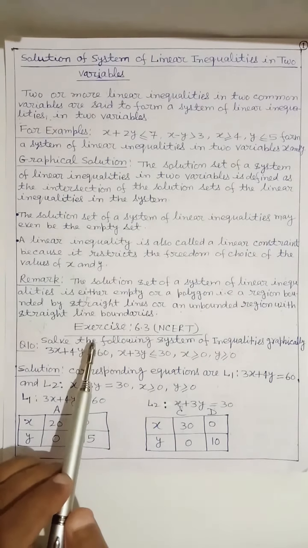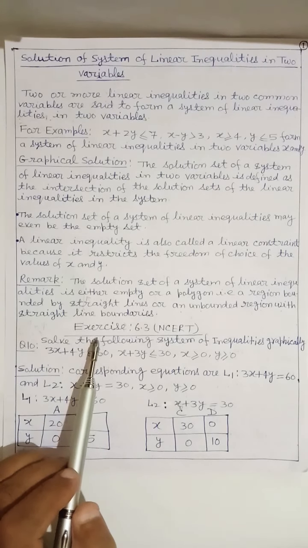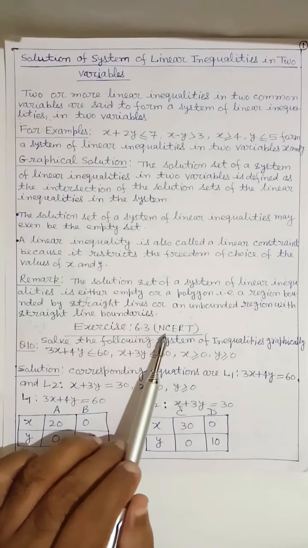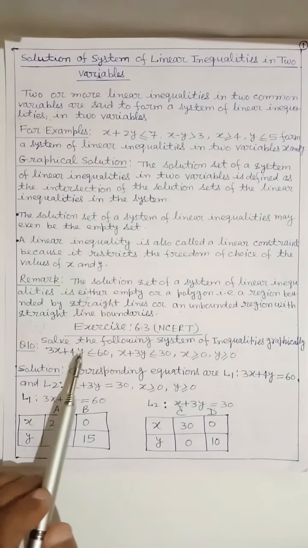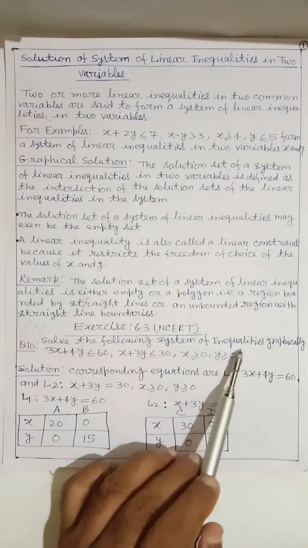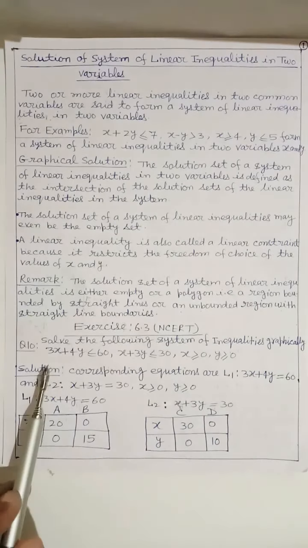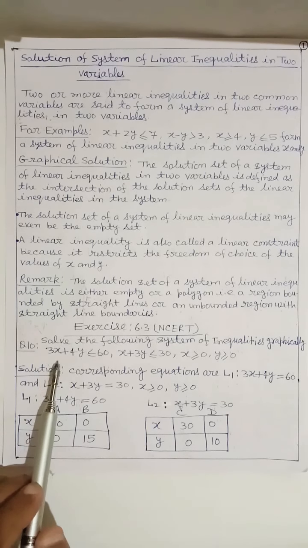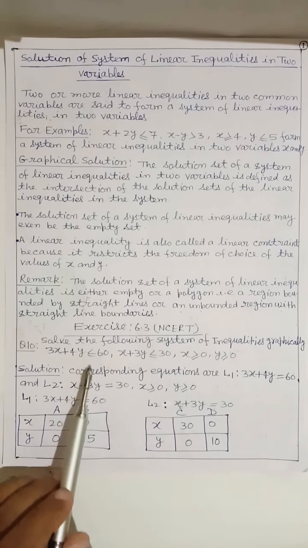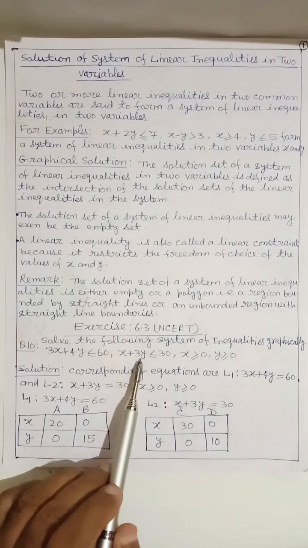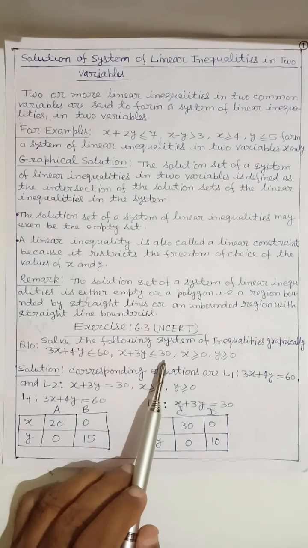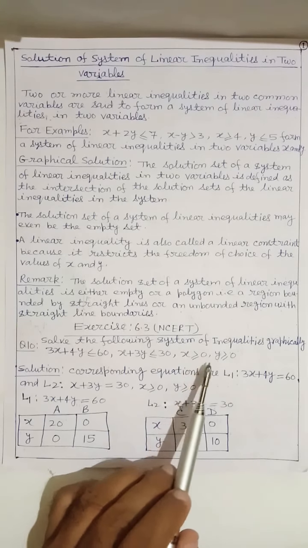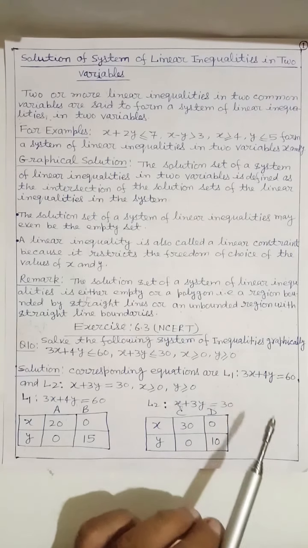Now we discuss the solution of questions of Exercise 6.3 from NCERT. Solve the following system of inequalities graphically. The inequalities are 3x plus 4y less than or equal to 60, x plus 3y less than or equal to 30, x greater than or equal to 0, y greater than or equal to 0.